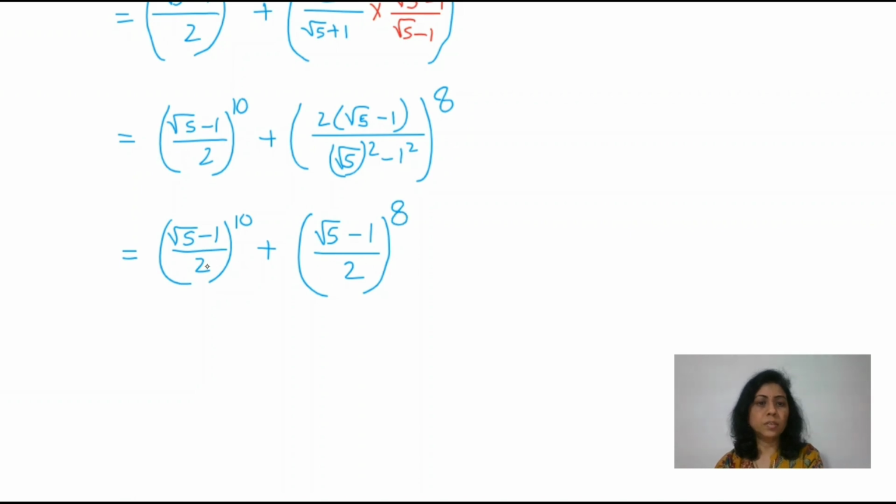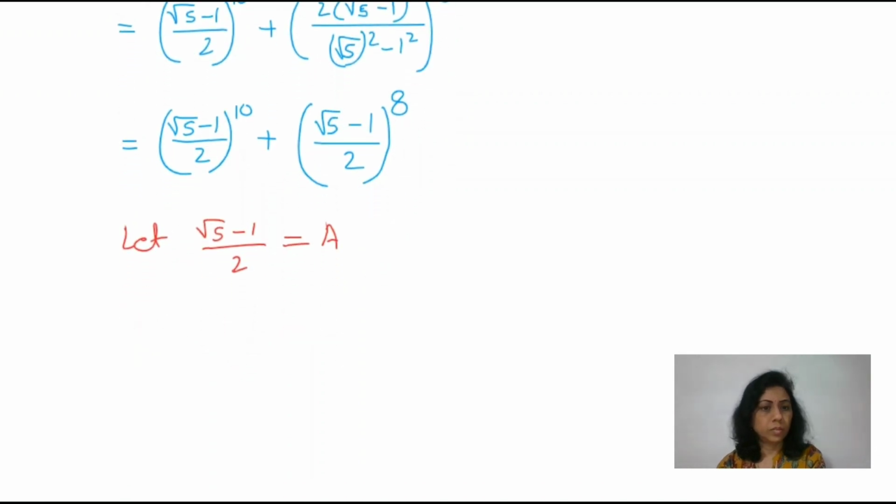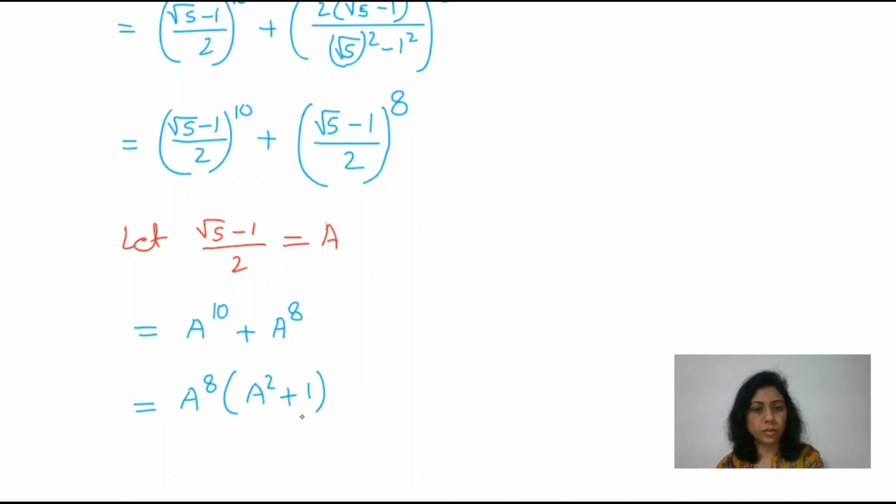Now you can see the bases are the same. Let (√5 − 1)/2 equal a variable a. So we have a^10 + a^8. We can take the lowest exponent common, so a^8 times (a² + 1). It means we now have to find a² and a^8.